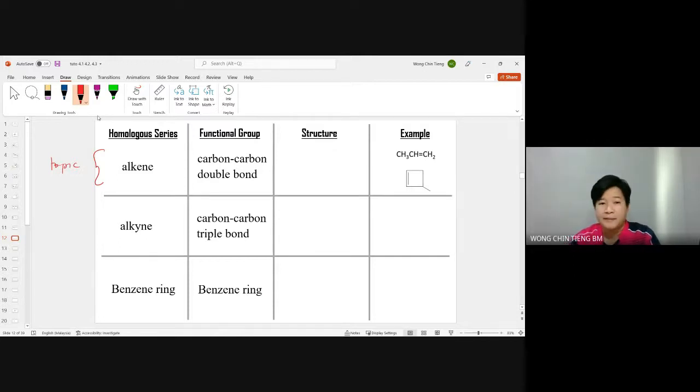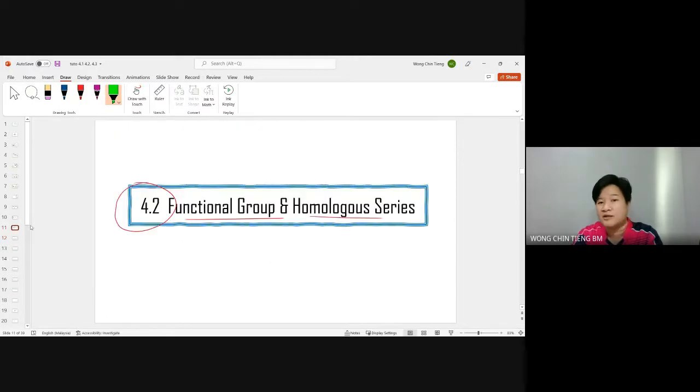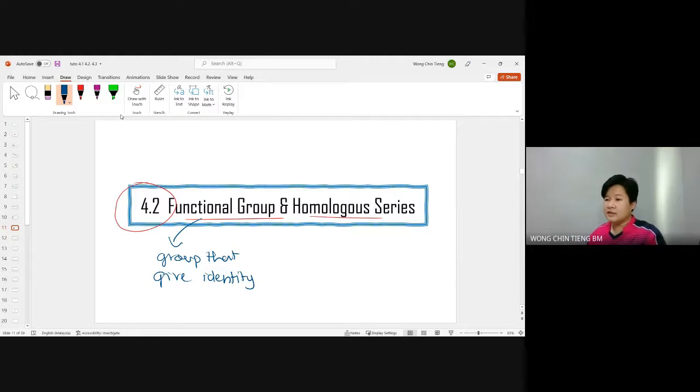Okay? Kita akan masuk pada soalan banyak. Cuma kat sini saya nak ajar very quickly, just briefly go through apa yang kita ada je lah. So, we have the first one is alkene. Saya nak kamu nampak beza homologous series dengan functional group. Oh, by the way, apa beza homologous series dengan functional group? Very quickly. Functional group that give identity. Okay? Dia adalah a group of atom, alright? They are a group of atom or atom that will give identity to your compound. Okay?